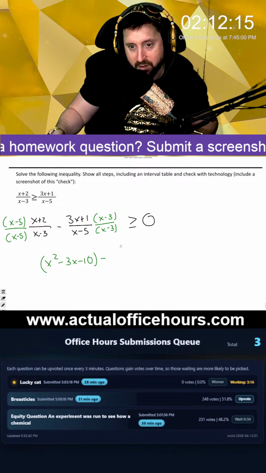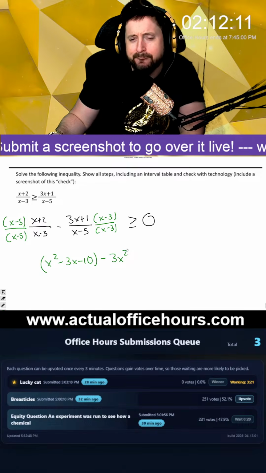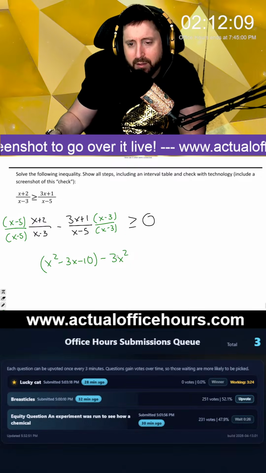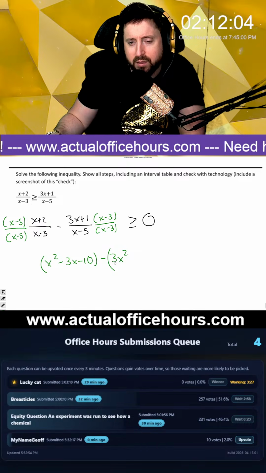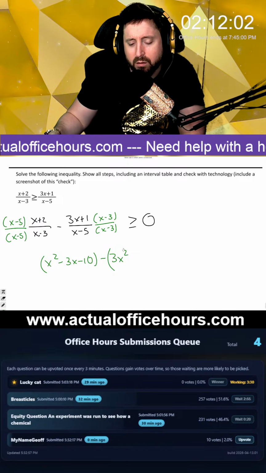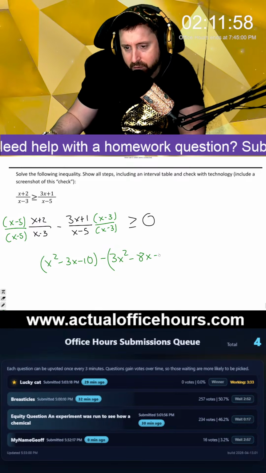And then we're going to do minus, this is going to be 3x squared. Let me think. 3x squared. Let's see, we're going to have plus x and minus 9x. So it's going to be minus 8x. And then plus 3 minus 3 is minus 3.